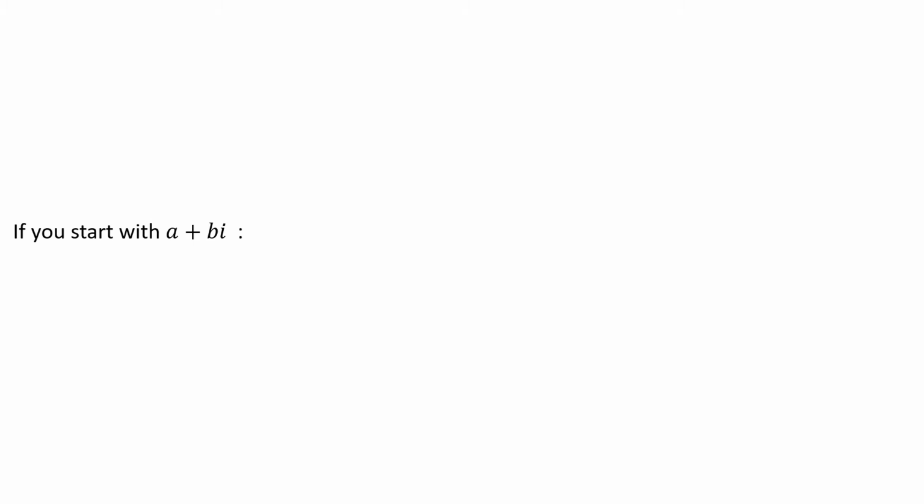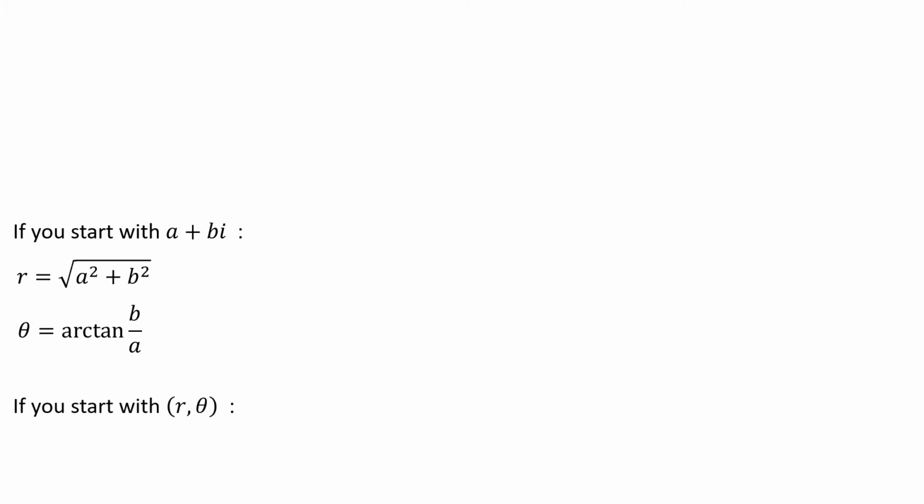So if we start with a plus bi, we can find the radius with the square root of a squared plus b squared. And we can find the angle by doing the arctangent of b over a. Again, notice we ignore the number i when we're doing that.